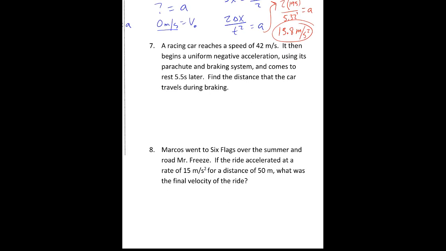All right, number 7. A racing car reaches a speed of 42 meters per second. It then begins a uniform negative acceleration using its parachute and braking system and comes to rest 5.5 seconds later. Find the distance that the car travels during braking. Really, they want you to find delta x there. Even though they say distance, they really want to find displacement because the race car is going to be going in a straight line.